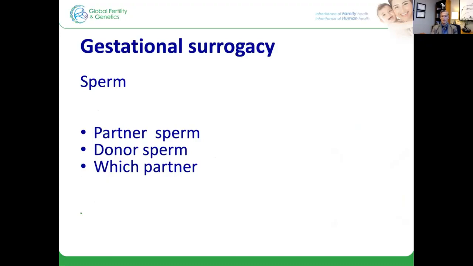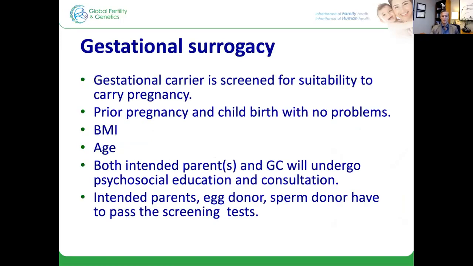Again, decisions regarding the sperm. Are we using the partner sperm? Which partner? Are we using donor sperm? All these decisions will need to be made before we proceed with the cycle. Again, after we choose the surrogate, we have to make sure that the surrogate is suitable medically to carry the baby and that there are no other problems. We usually would want a surrogate that had a baby before without problems and no medical problems during pregnancy.